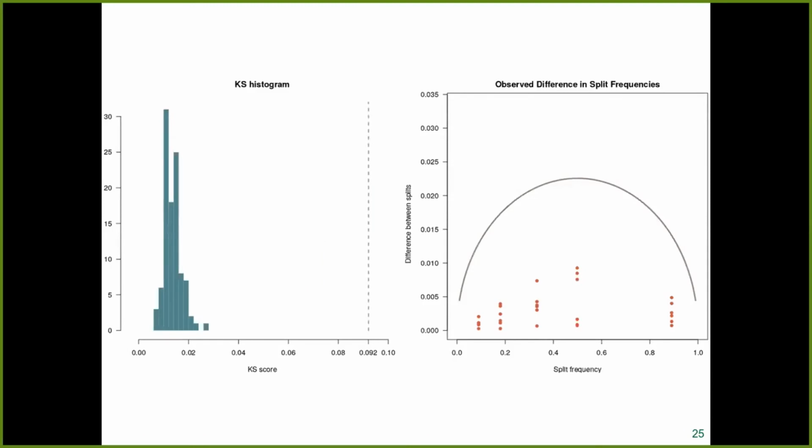And for the difference in splits, we plot the difference between splits against the split frequency. And the gray line represents the threshold for the ESS of 625. And we expect all splits to be below this threshold.